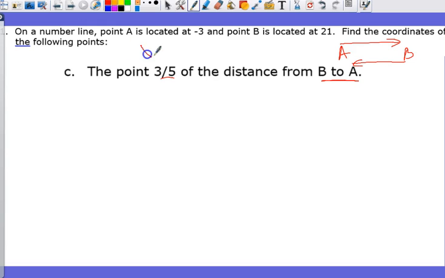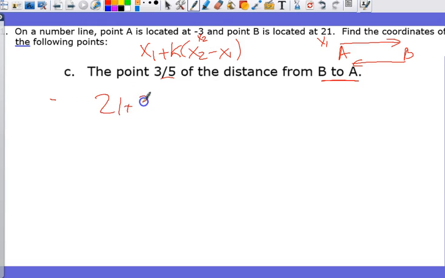The formula for this was x1 plus k times x2 minus x1. Plug these in. Which ones are x1? Which ones are x2? Where were we starting? Are we starting at A or are we starting at B? So our x1 has to be 21. This is our x2. Now we can start plugging it in.